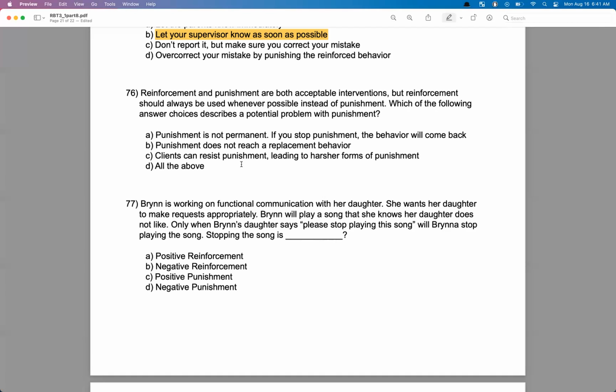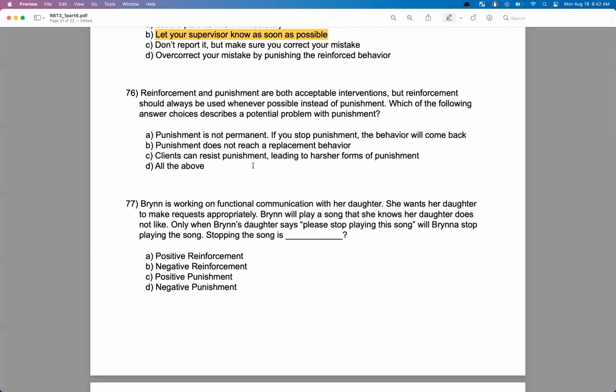You answer A and then you just move on. Don't get lazy, okay? Read all your question choices. B, punishment does not teach, I should say teach a replacement behavior. That's why we recommend we use punishment in conjunction with other interventions, because punishment alone will not teach a replacement behavior. Punishment targets a behavior for decrease, but it doesn't actually teach what you should be doing.